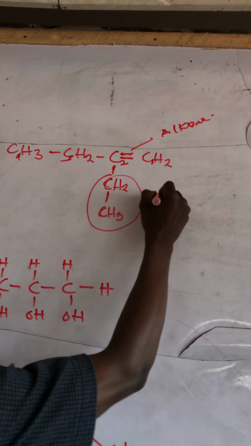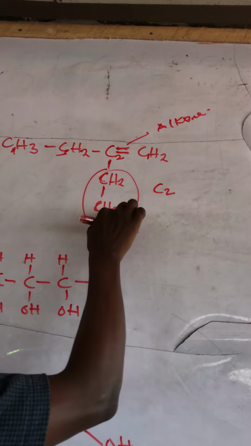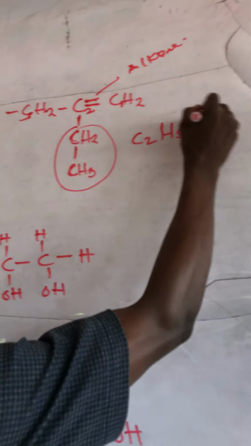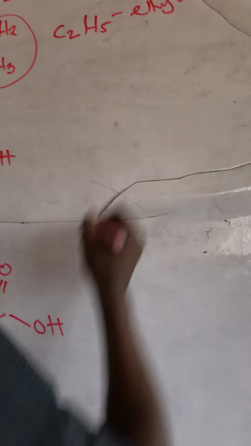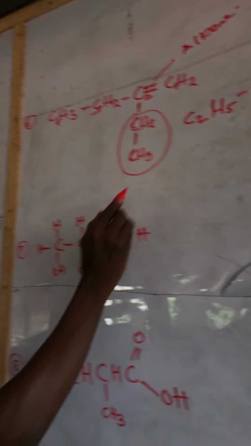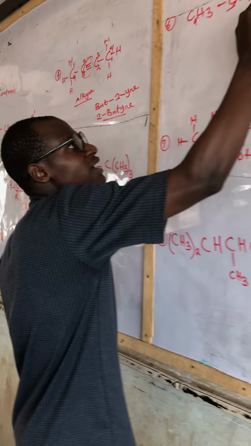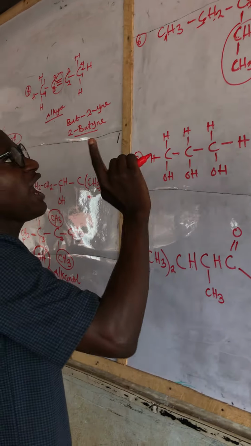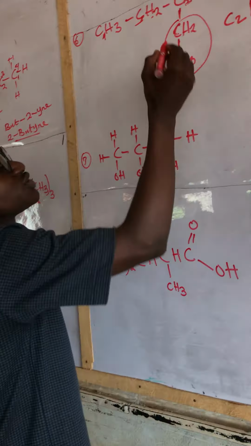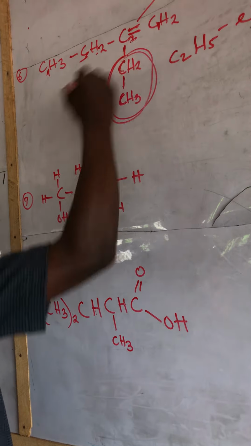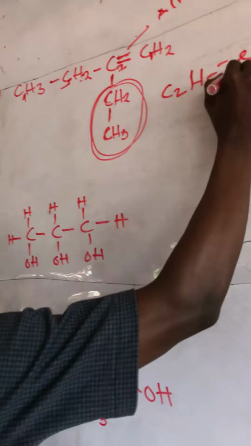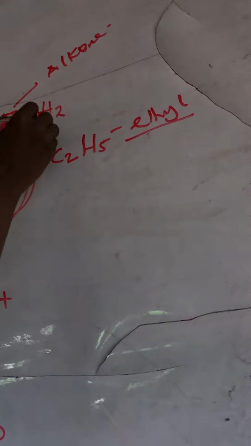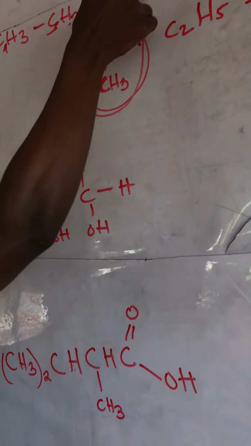How many carbon do we have here? C2. H2 and H3 will give me what? H5. This is what we call ethyl. If I want to name it, I can start my carbon 1, carbon 2, carbon 3, carbon 4. Now, if I'm to name this, what am I going to say? I have a substituent on carbon 2. What is the name of that substituent? Ethyl.